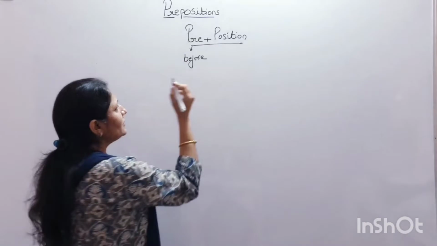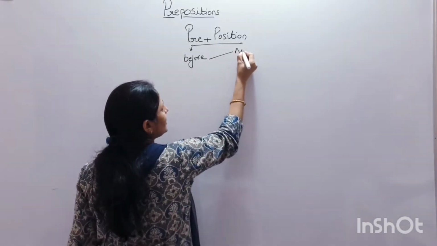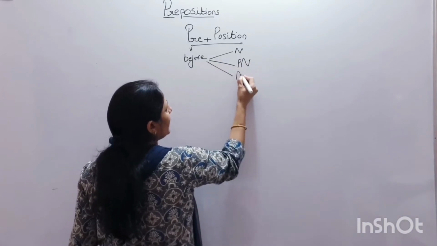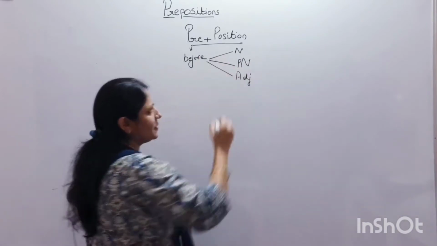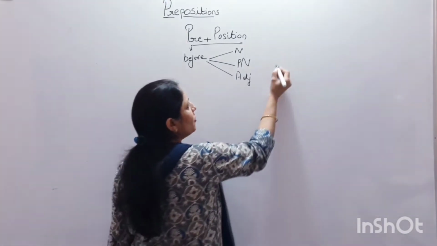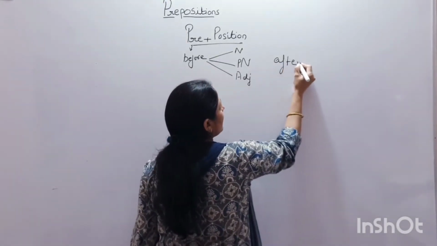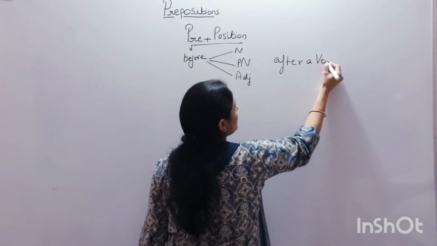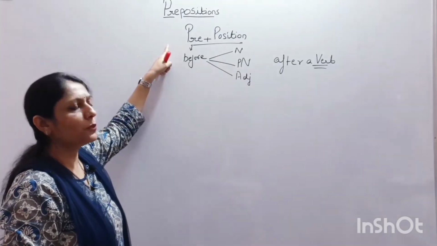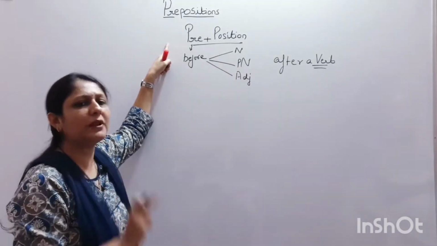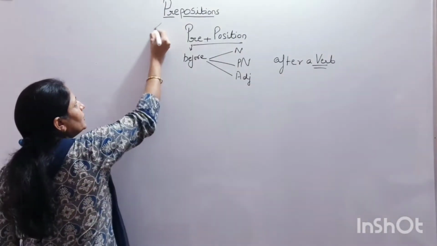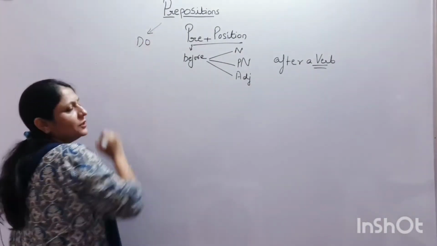a noun, a pronoun, or an adjective. Anything it can be. But prepositions are normally placed after a verb in the sentence. Okay, this is about where the prepositions are placed in the sentence.